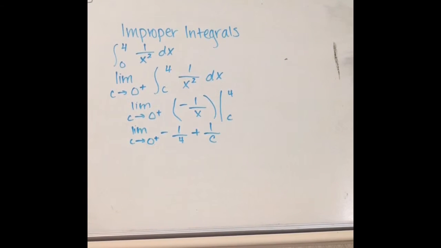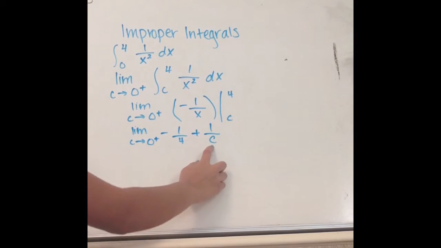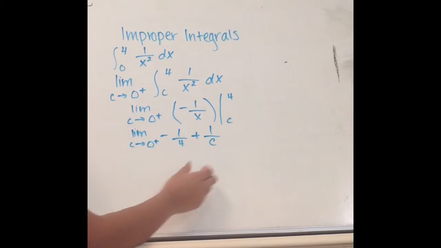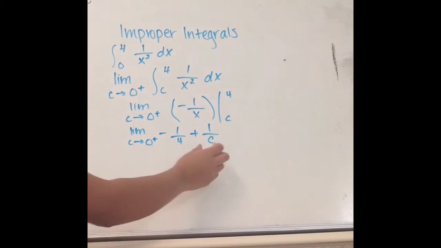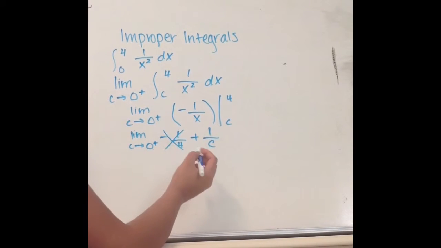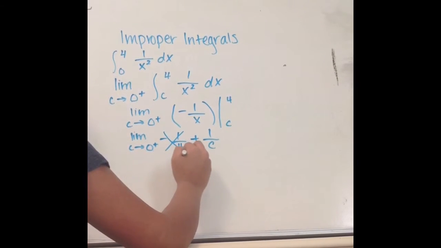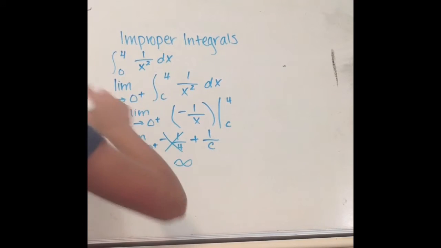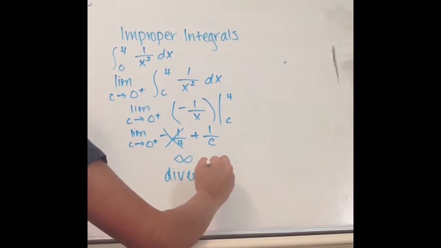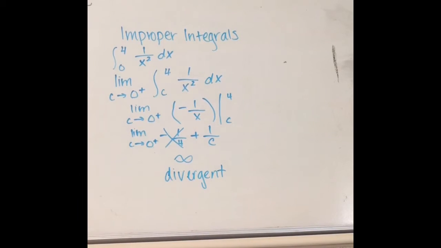So when we do this, we get 1 over a value that's very, very small. So if we do 1 over a value that's very small, we get infinity. So negative 1/4 becomes insignificant, and we end with infinity. So this integral is divergent. Done.